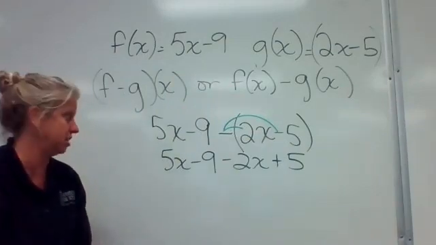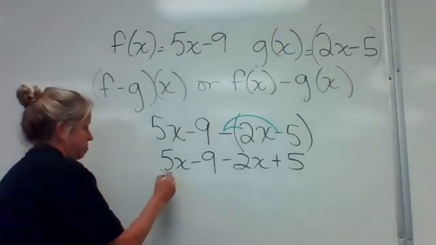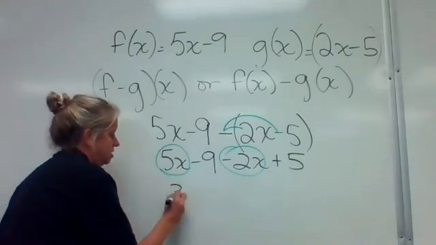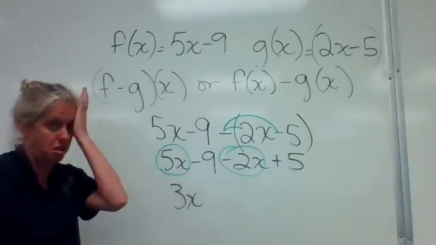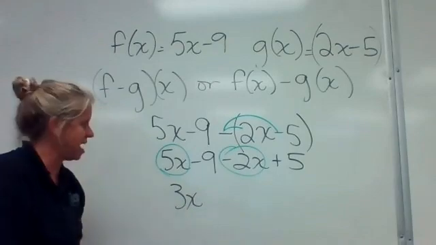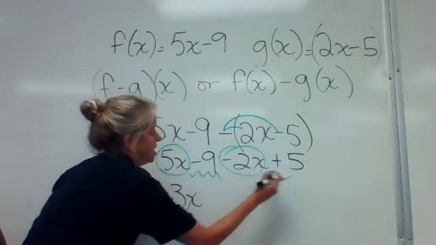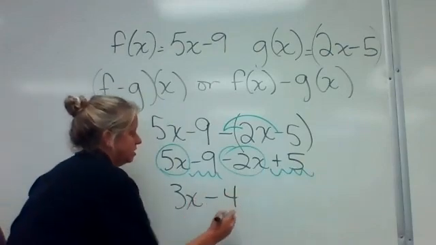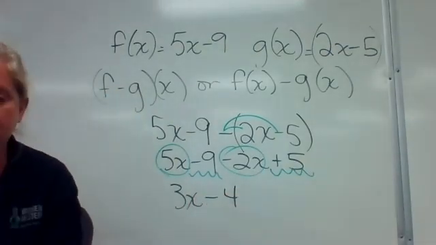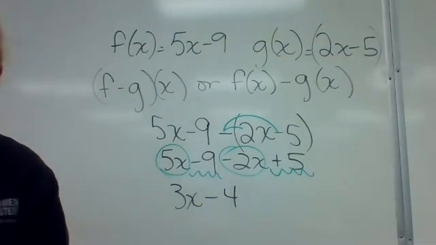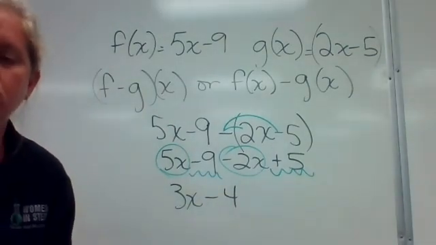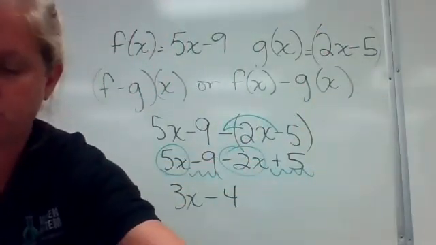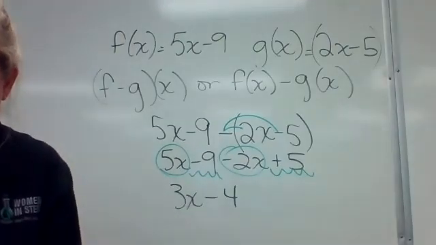Now clean it up by putting the like terms together. So let's see, I can put the 5x and the minus 2x together, which gives me 3x. And I can put the negative 9 and the positive 5 together, which gives me negative 4. So just be careful on the subtracting ones. Make sure if you're subtracting a function that you're subtracting the whole function by putting parentheses around it. So the same thing's going to happen on number 10.